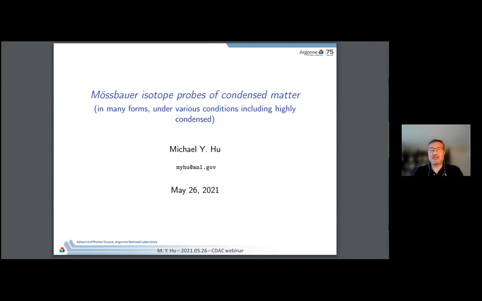This talk is going to be different than all the other talks, because I'm not the expert in any particular specific scientific area. My field is in this experimental methodology called nuclear resonance scattering.